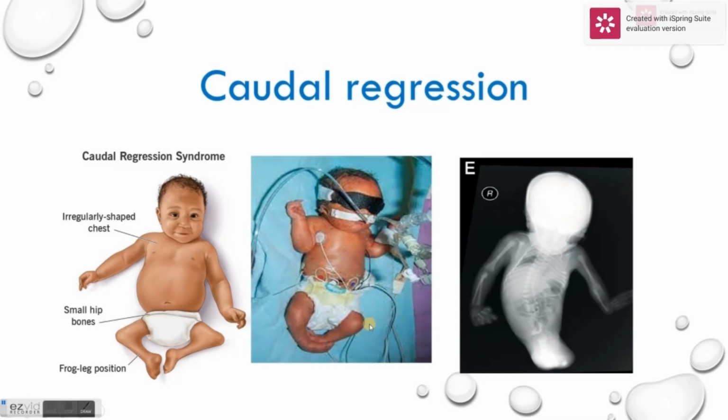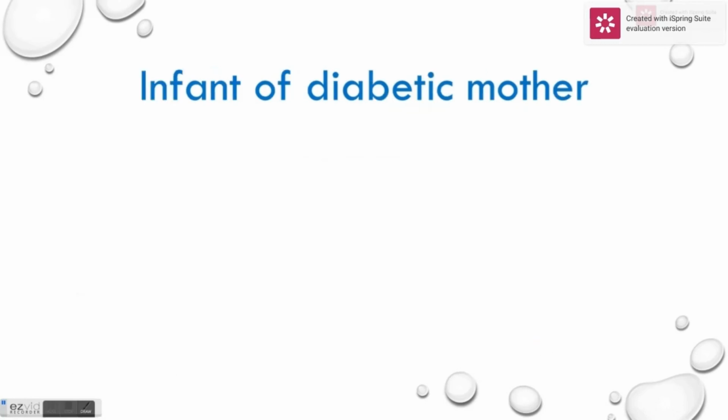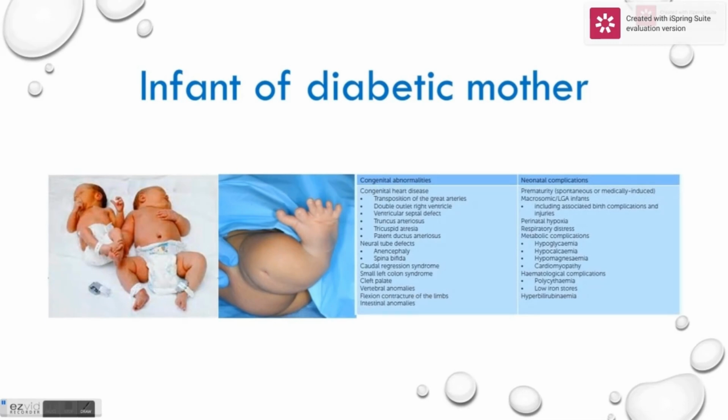This is caudal regression. The spine is not formed here, the distal part of the spine. This is an effect of a diabetic mother. You can compare this child, a big baby, with the normal child. You see hypoplasia of the thighs, hypoplasia of the femurs, which are part of the anomalies in infants of diabetic mothers, like congenital heart disease and caudal regression.